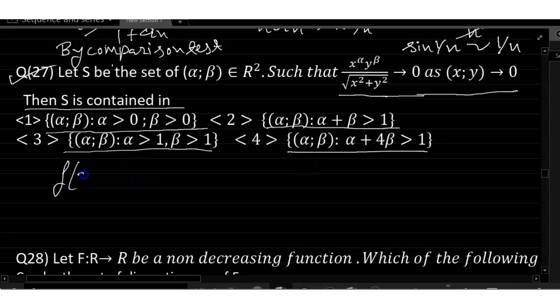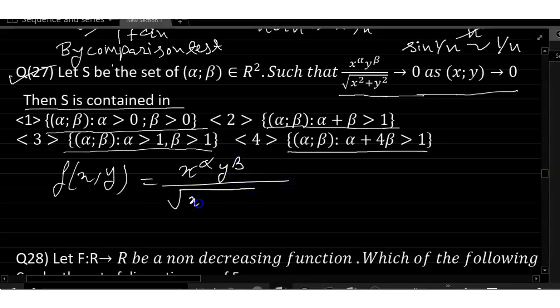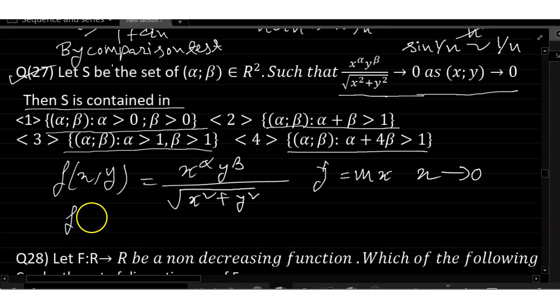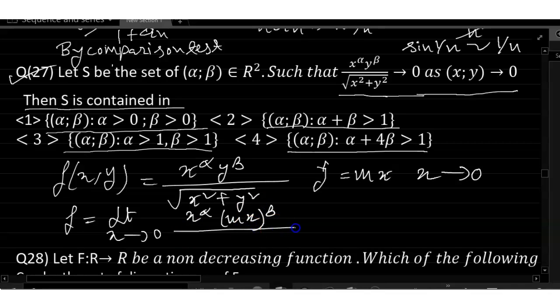So f(x, y) equals x to the power alpha y to the power beta divided by root of x square plus y square. Take y equal to mx and x tends to 0. So the limit as x tends to 0 of x to the power alpha (mx) to the power beta divided by root over x square plus (mx) whole square.